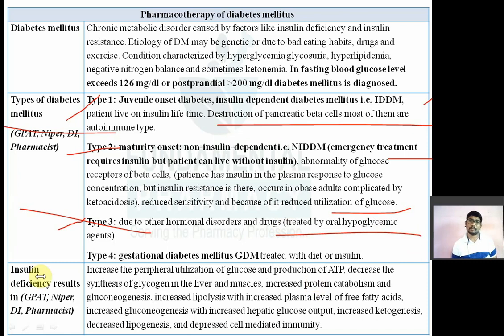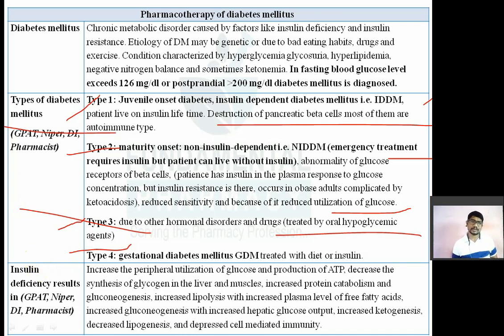Now type 4 diabetes mellitus is known as gestational diabetes mellitus, or GDM. As the name indicates, gestational means this increase in the body sugar level happens when a lady is pregnant. So type 4 gestational diabetes mellitus is nothing but diabetes in pregnancy, and it is treated by modification of diet and insulin.